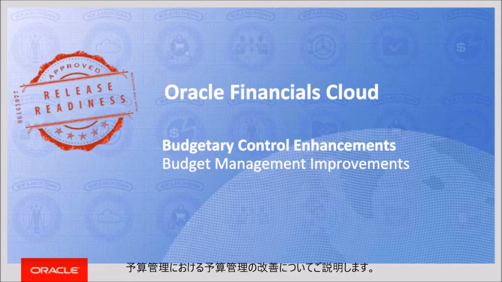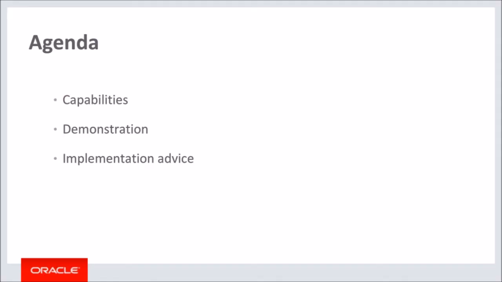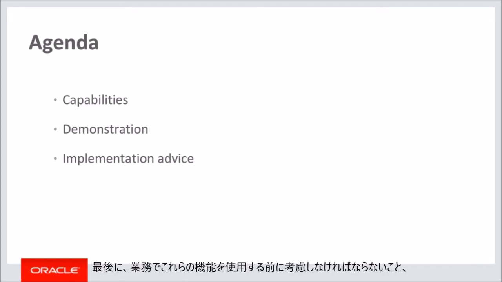In this session, we will talk about budget management improvements in budgetary control. For the capabilities covered in this training, we explain what they do, followed by more detail to explain how you can use them and what business value they bring. Then we walk you through a demonstration. Next, we explain what you need to consider before enabling these features in your business and what you need to know to set them up.